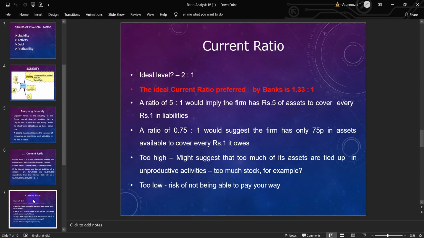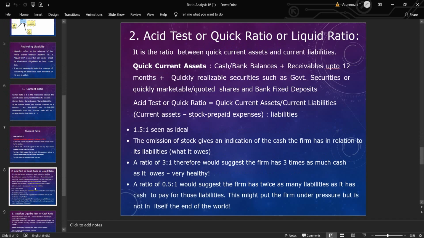A ratio of 0.75:1 would suggest the firm has only 75% assets available to cover every rupee 1 it owes. If it is too high, it might suggest that too much of its assets are tied up in unproductive activities. For example, too low, risk of not being able to pay your way.